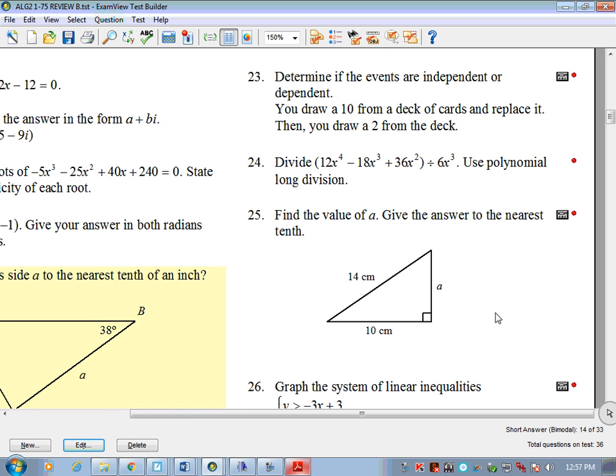Okay, so I've got one that says independent, one that says dependent. What's your question? What do you need? Oh, are you done?